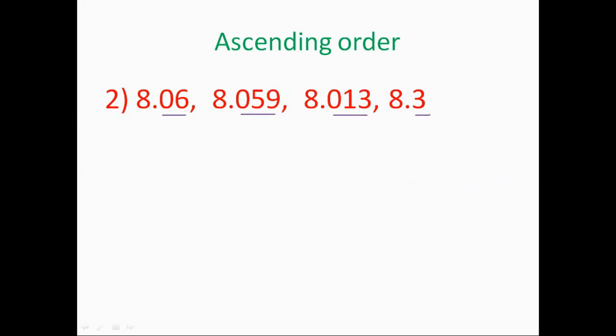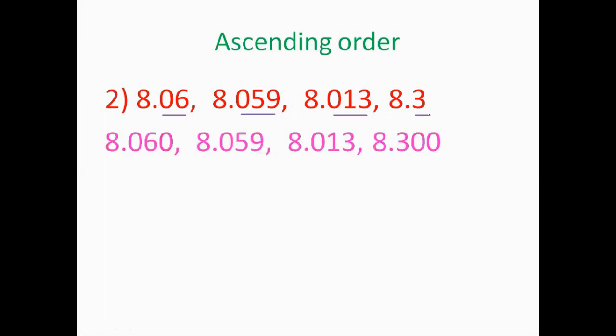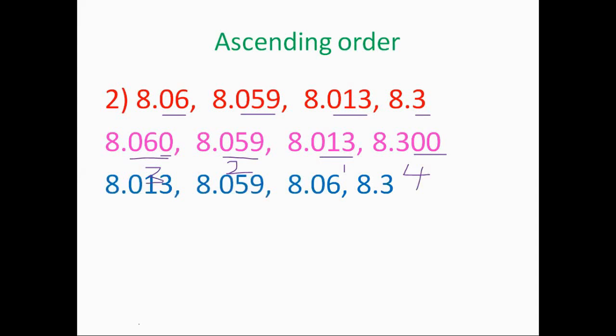So what we should do is, first we should make the number of digits equal by adding 0 at the end. Now it's done. You can see we are adding 0 in the first and last to make them equal. Now you can see all the numbers have 3 digits after decimal. Now we can compare and arrange very easily. So 13 is the smallest, and 59, then 60, then 300. Now based on that I can arrange the numbers.